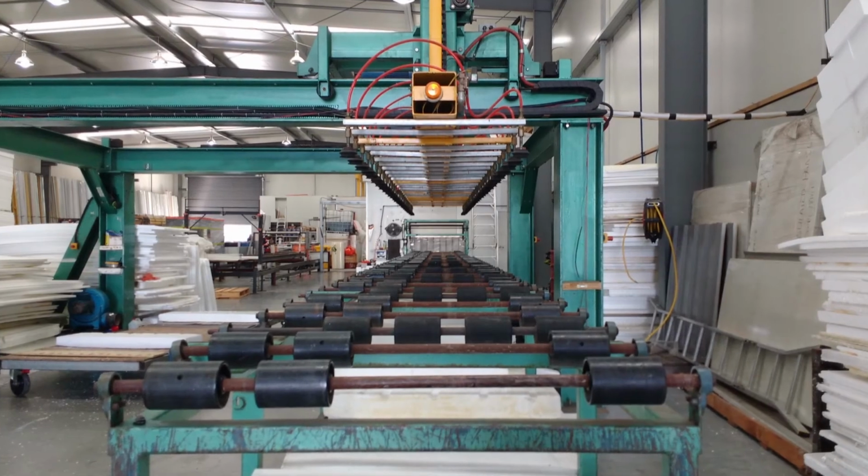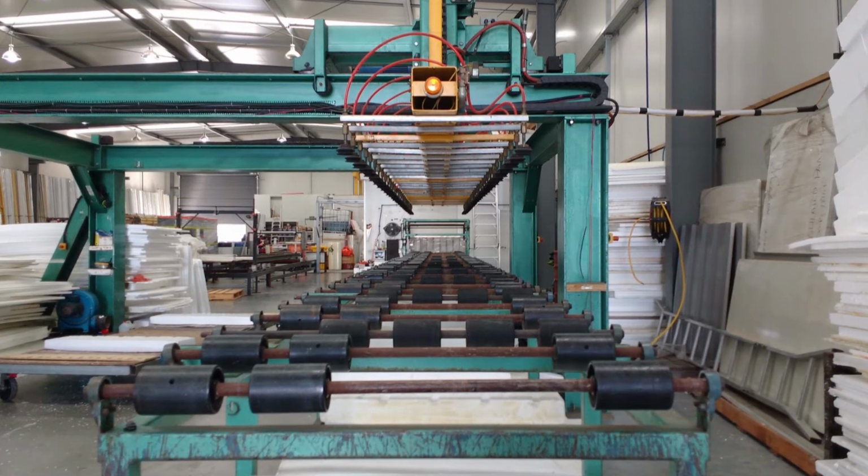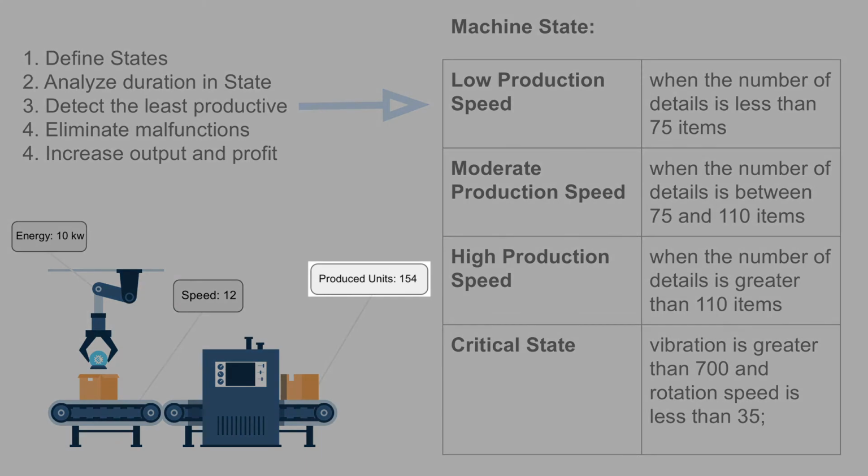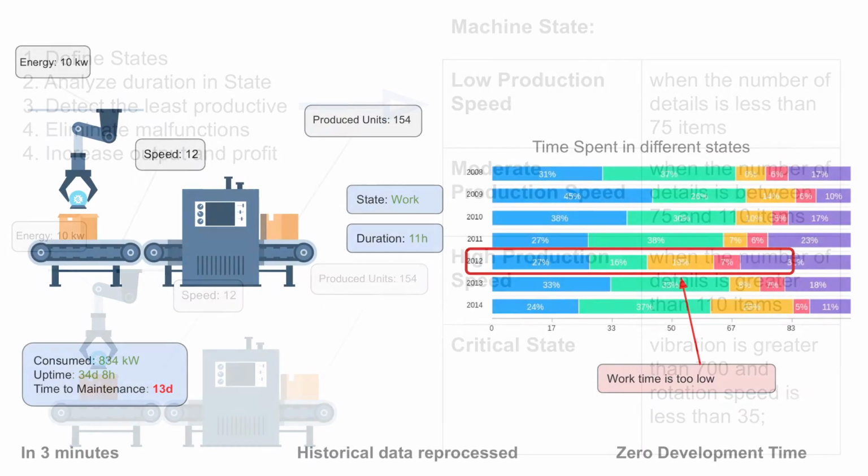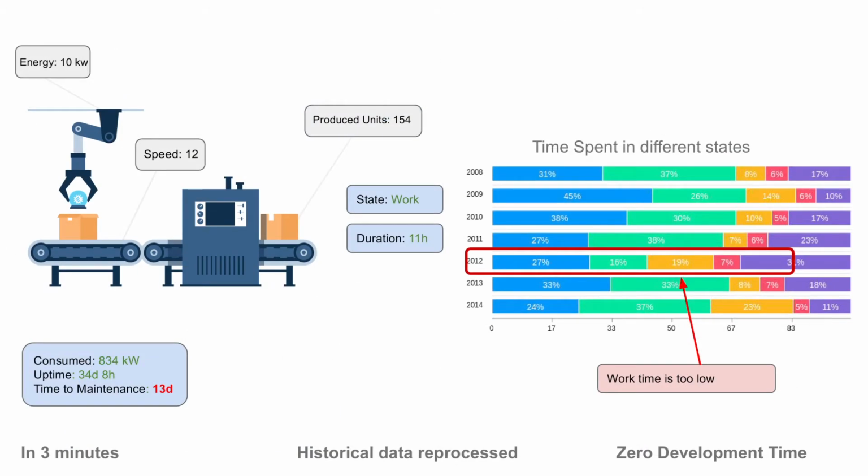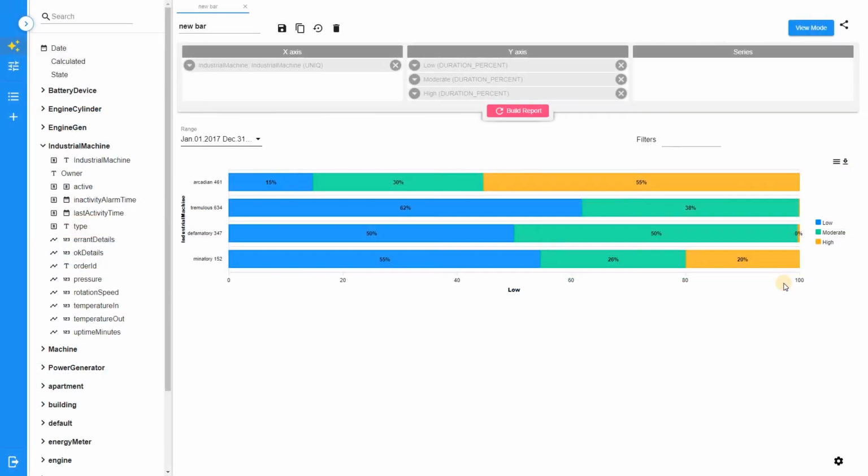In this example, we monitor the industrial machines, which submit how many items have been produced. We want to compare the performance of the machines and detect the least productive. Here are the steps required to build the graph.